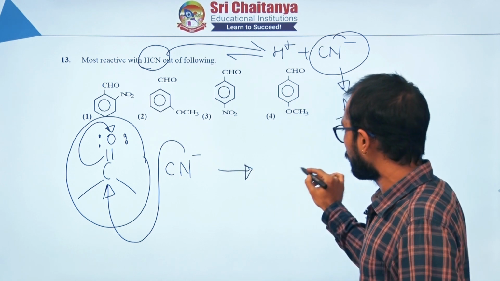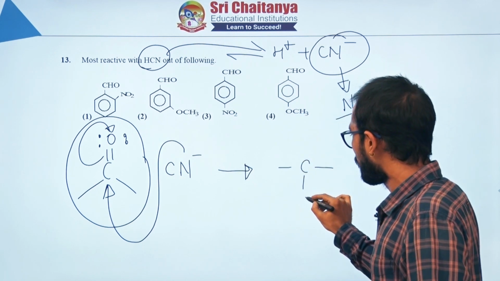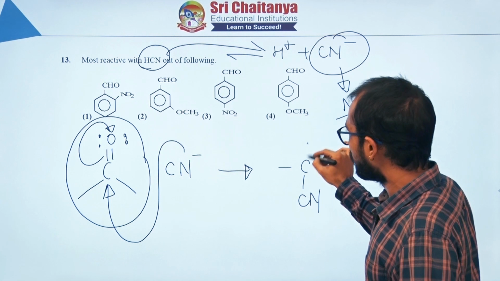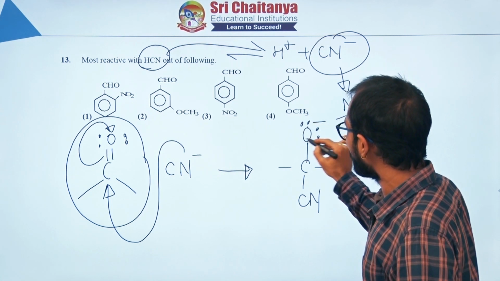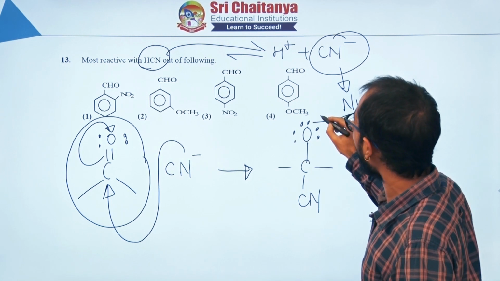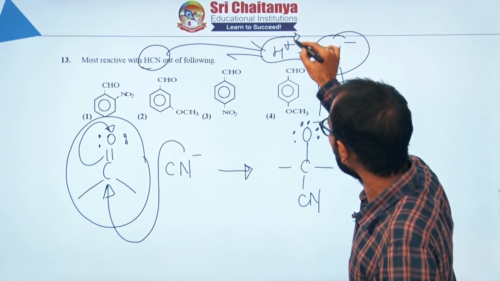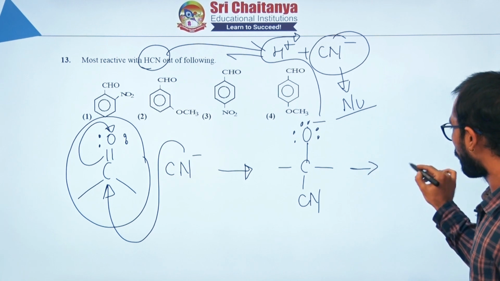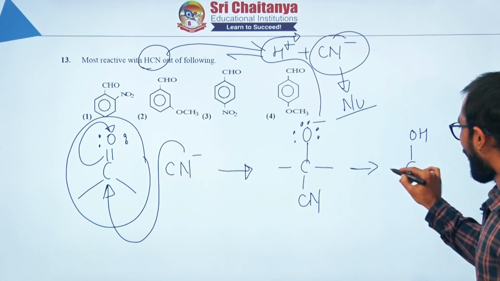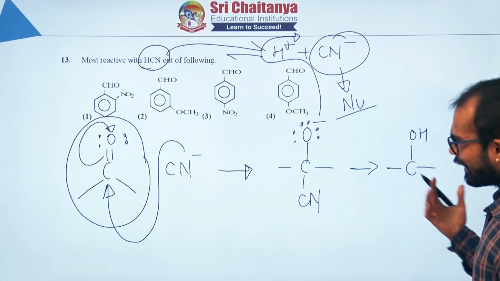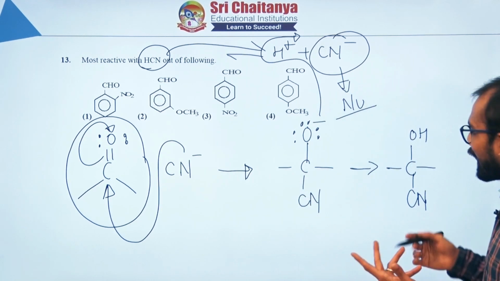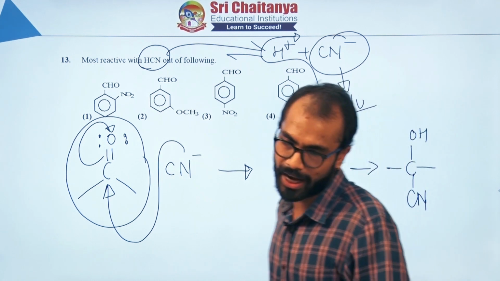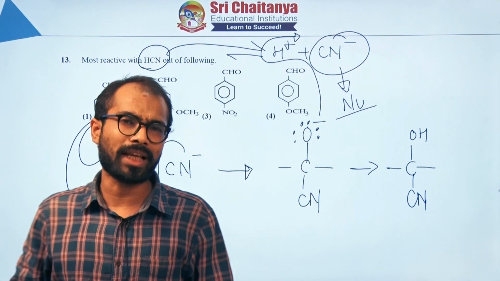As a result, you are going to get this particular species. Now this negatively charged oxygen is a base, and it is going to abstract this proton, and when it abstracts this proton, there will be a hydrogen, and these 2 valencies, whatever is there is still there, and we have a CN here. Now this is nothing but cyanohydrin. So this is a reaction of cyanohydrin.